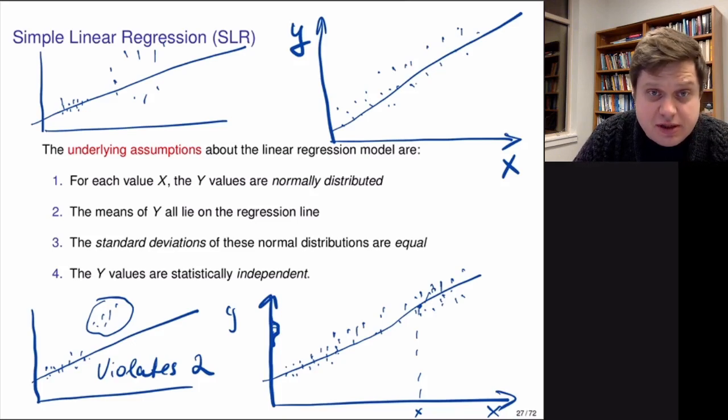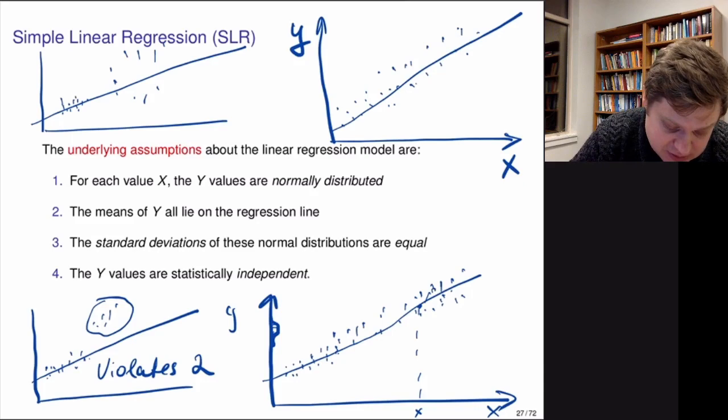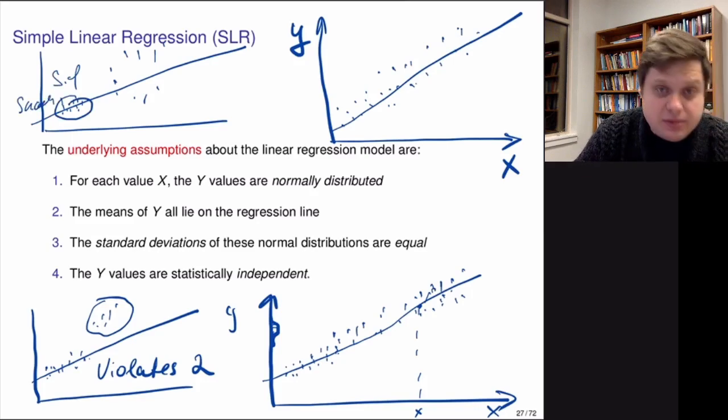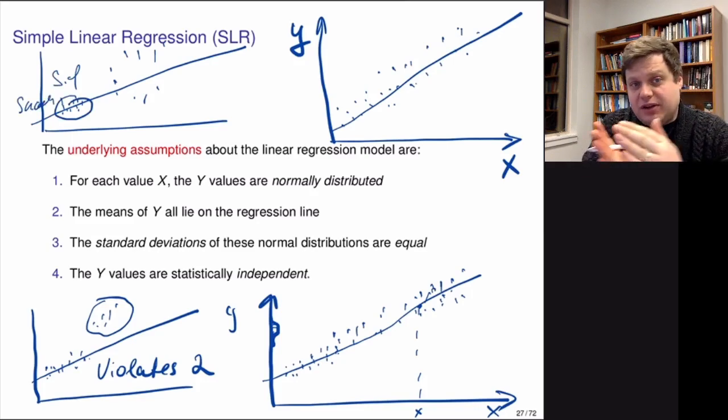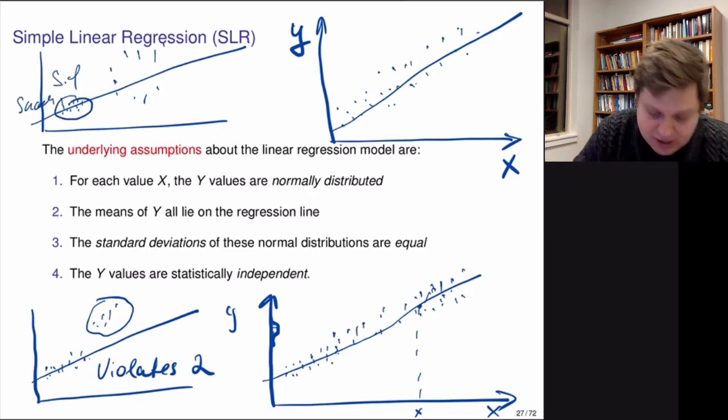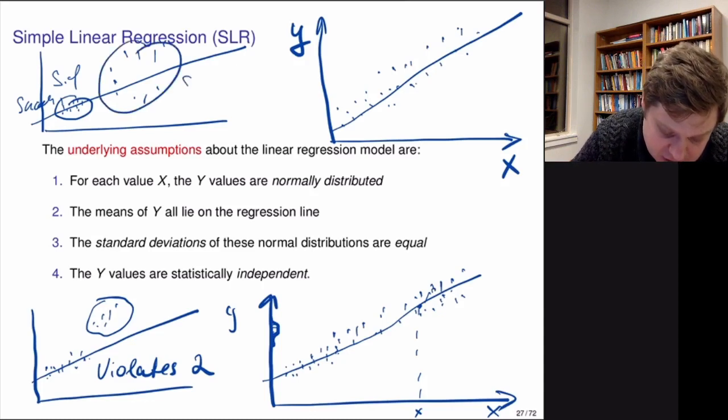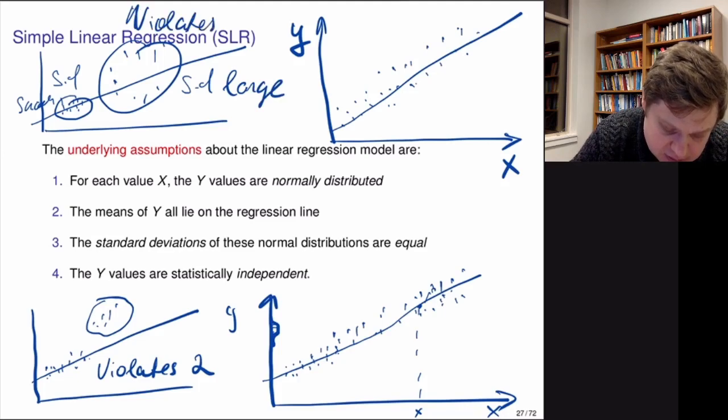However, assumption 3, that the standard deviation of those y's should be the same, is not going to be satisfied. Here, the standard deviation is small. Standard deviation means how much values of y deviate from the line, right? And here, the standard deviation is large. So here, assumption 3 is violated. This data set violates assumption 3.